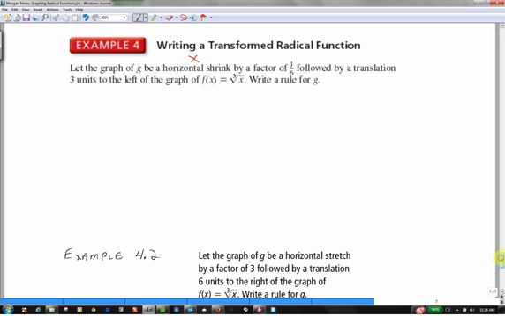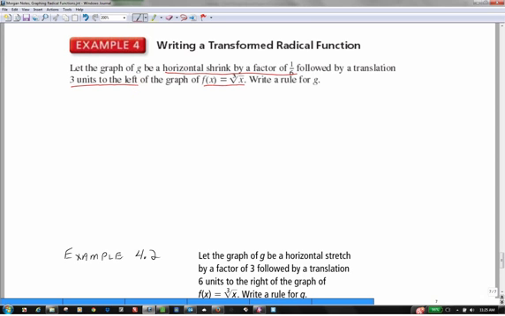Okay, now in this example, what they're doing is they're saying, okay, we're starting with a graph f of x equals the cube root of x, and then we're going to transform that graph by shrinking by a factor of 1/6 horizontally. So I'm shrinking by a factor of 1/6 horizontally, and I'm following that by a translation 3 units to the left, and that's going to give me a new graph, a new function g. And so I need to write the equation for g of x.